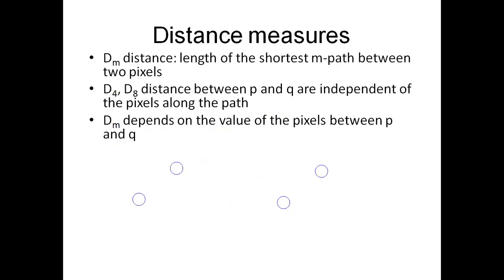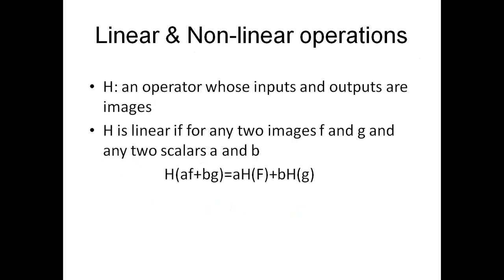In the case of the Dm distance measure, this is the length of the shortest path between two pixels. D4 and D8 distances between p and q are independent of the pixels along the path. Dm depends on the values of the pixels between p and q.